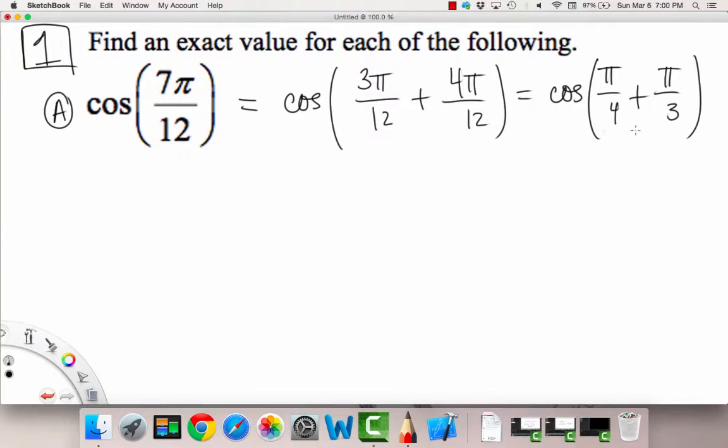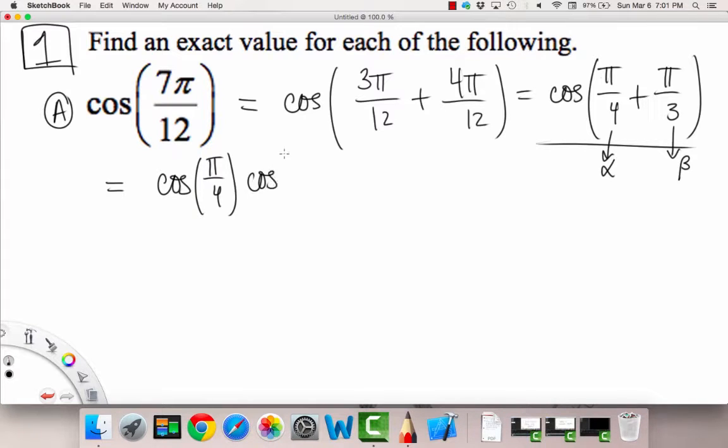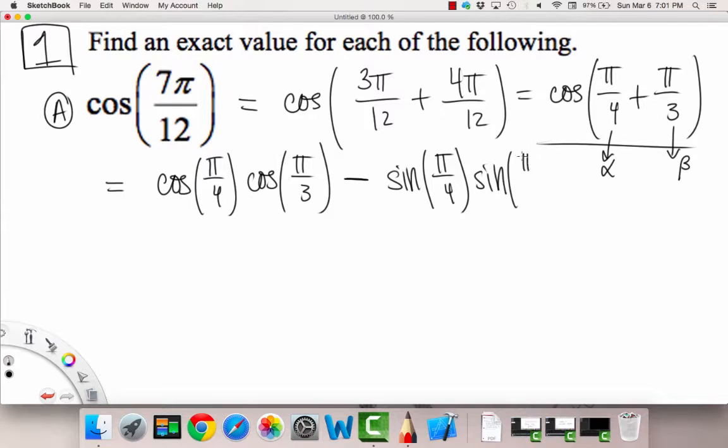So now we can use the addition identity for cosine in order to break this up into mini terms. So this is kind of like our alpha, our first angle, and this is like our beta. So we have cosine of pi over 4 times cosine of pi over 3. We need the opposite sign in the middle because we're working with cosine. And then we'll do the same thing, we'll just stick both of these angles into the sine.